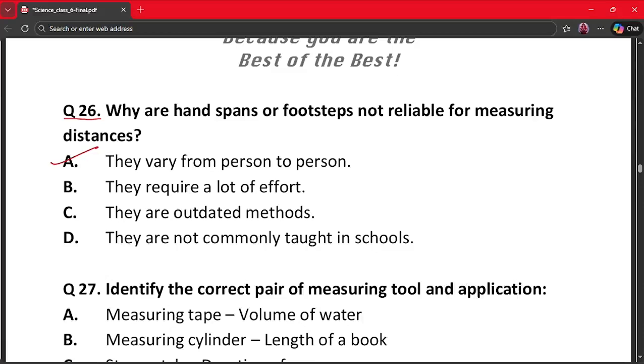Why? Because handspans differ from each person. This causes inaccurate measurements. A standard unit remains the same everywhere, like meter, kilometer or centimeter. So handspans are unreliable. Hence option A is the correct answer.